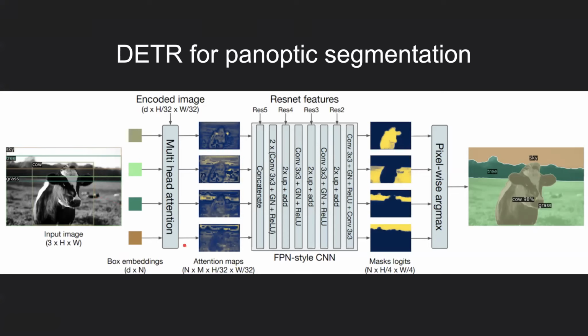Then it uses a multi-head attention model with M heads to generate attention heat maps for each of these objects. This FPN style CNN increases the resolution and makes a final prediction. The masked head then uses a pixel-wise argmax on the mask scores to assign the mask scores a category. This entire process never results in overlaps for the final masks because of the argmax.